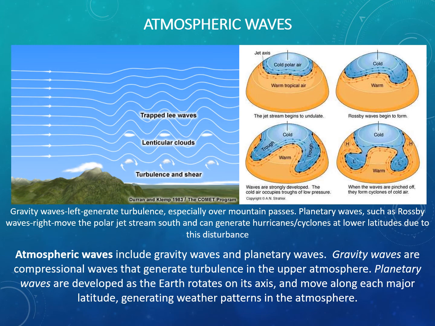It can generate hurricanes or cyclones, depending on where you are, at lower latitudes due to that disturbance as well. So this is why we get hurricane season in different parts of the world, from these Rossby waves, these planetary waves that are due to the fact that the Earth is rotating on its axis. If the Earth didn't rotate on its axis, we wouldn't have our storm systems moving anywhere at all. In addition, the gravity waves that are felt in the upper atmosphere would not exist either.